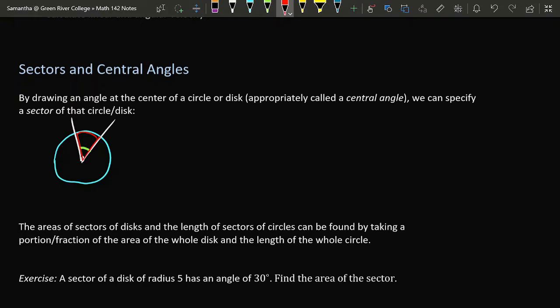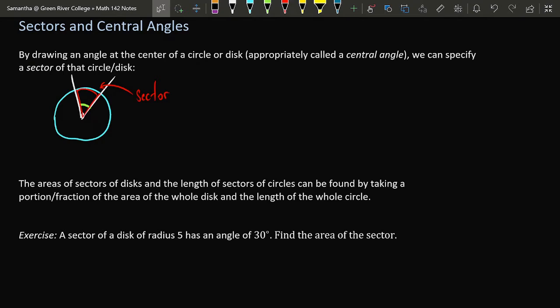Now, what's nice about sectors of circles is that it's very easy to calculate the length of a sector of a circle or the area of a sector of a disk by just using the formulas that we have learned for the circumference of a full circle and the area of a full disk.